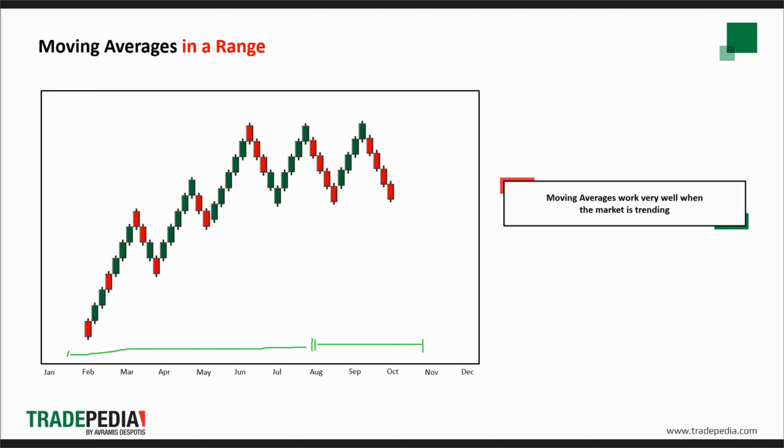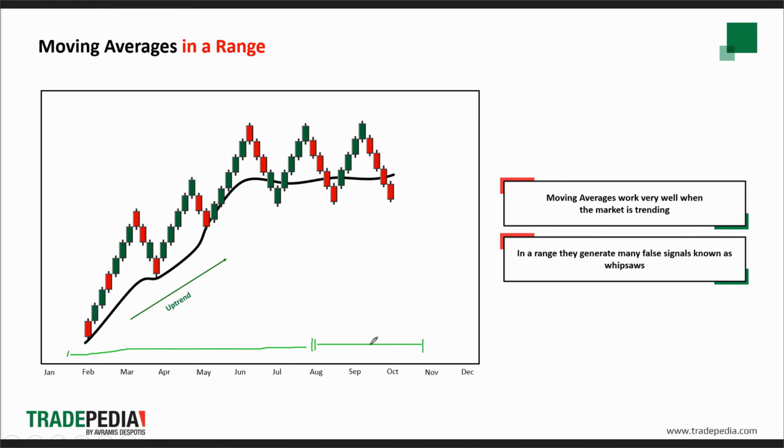Why? Because moving averages work very well when the market is trending. However, if the market is in a range, it can be whipsawed. If there's a clear uptrend, you can see that whenever price pulls back and hits the moving average, it tends to rebound and bounce. If it pushes lower again, you see it bounce again. So the moving average is a lot more useful when there is a trend in place.